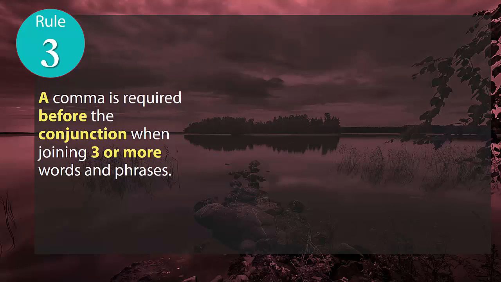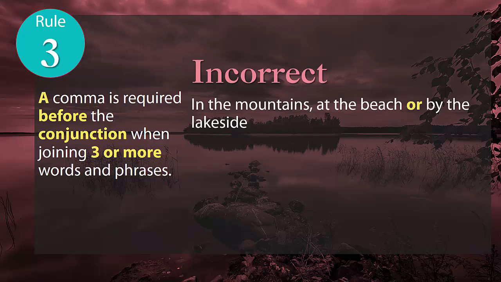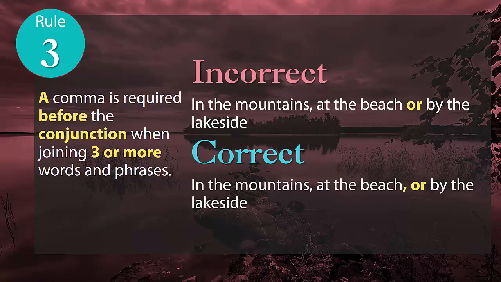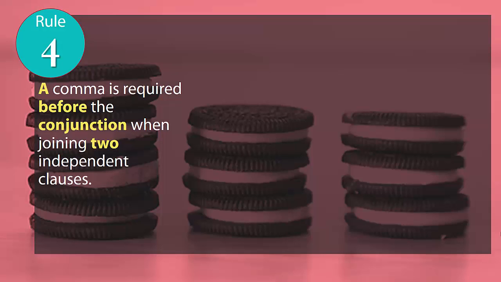So next one, a comma is required before the conjunction when joining 3 or more words and phrases. That is where there's a lot of joining in between. That's where you need the comma. So in the mountains, at the beach or by the lakeside, that will be incorrect. And the correct way is in the mountains, comma, at the beach, comma, plus a conjunction, or by the lakeside. So 3 or more.